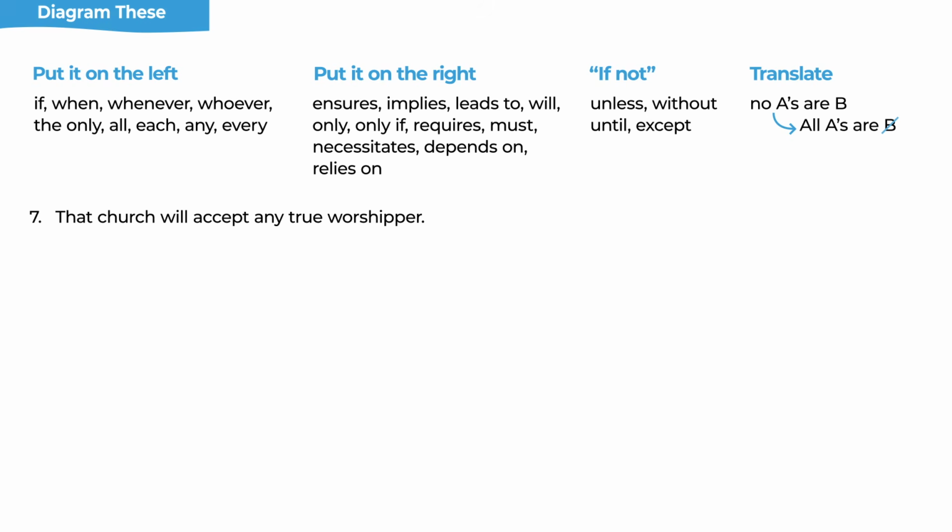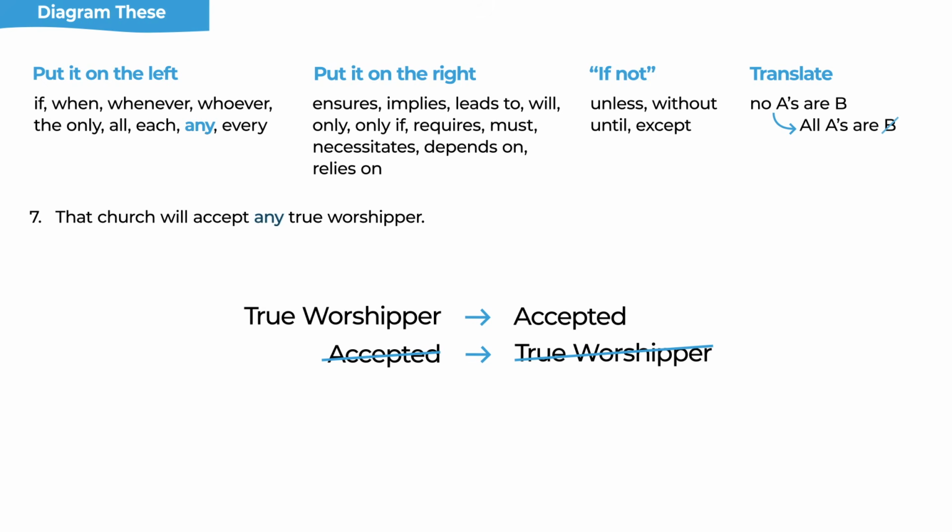Number 7, the keyword is any, although this is a trick question. You could have construed the keyword as will and said, if you're that church, I know you will accept true worshipers. That would also be correct. Any is a categorical, a universal. So it goes on the left. If you're a true worshiper, the church is going to accept you. If you're not being accepted, that guarantees that you're not a true worshiper.